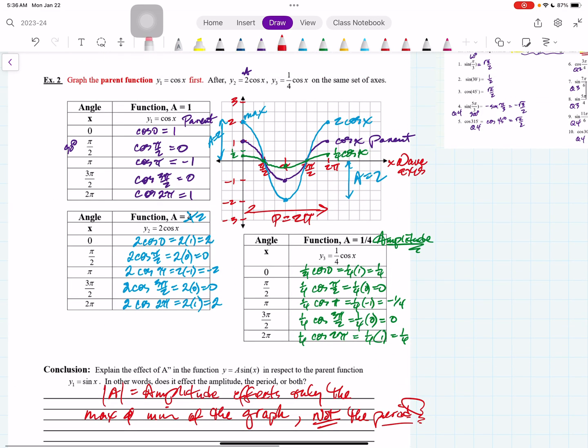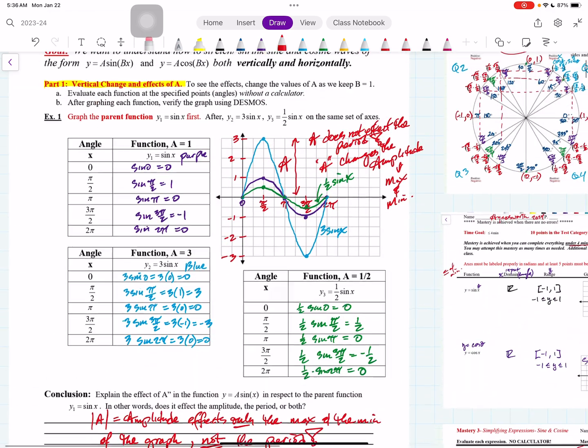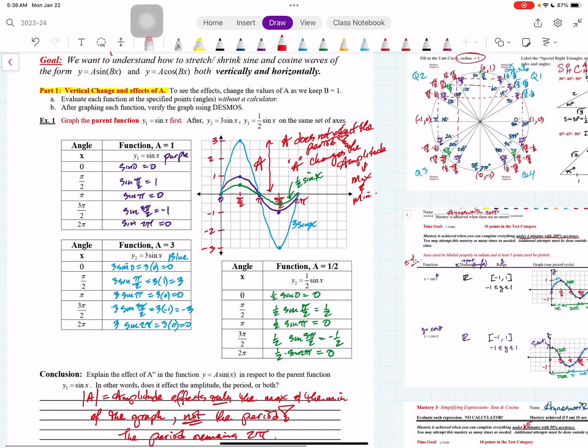And that is part one. So part one, we talked about vertical change of the sine and cosine functions. And then in the next video, in part two, we'll talk about horizontal change, how we stretch it horizontally.